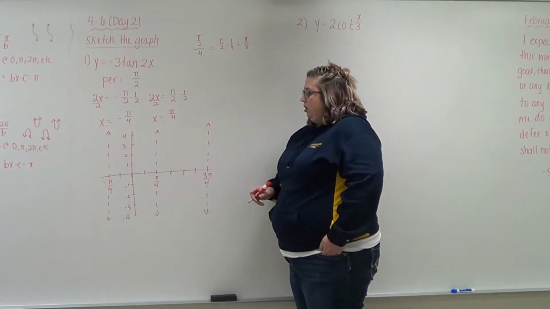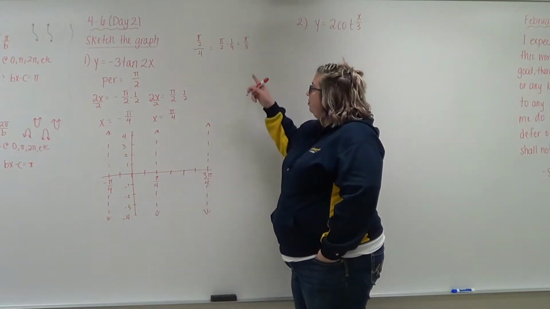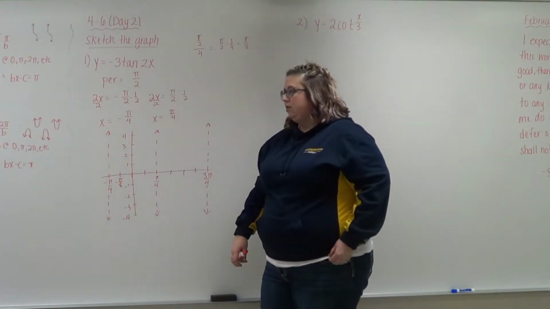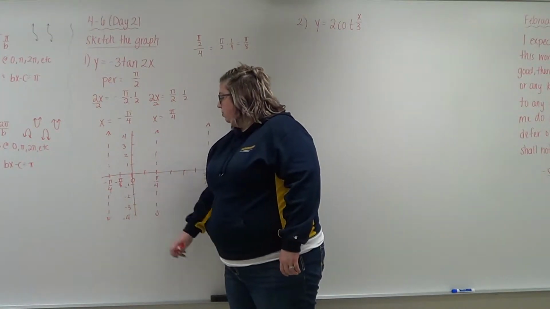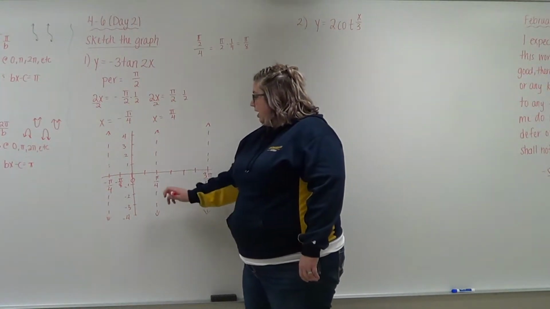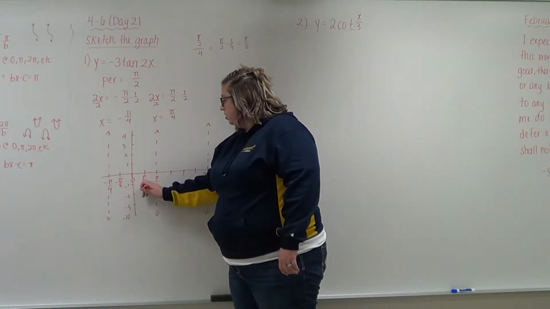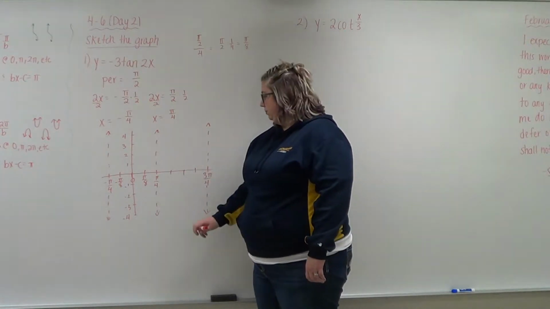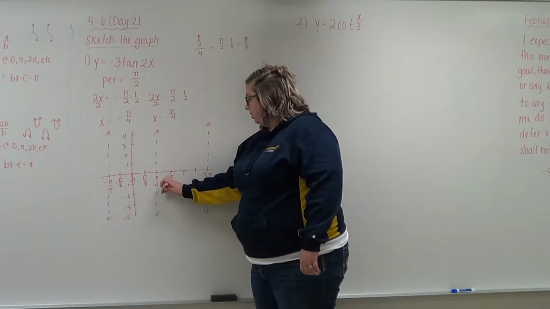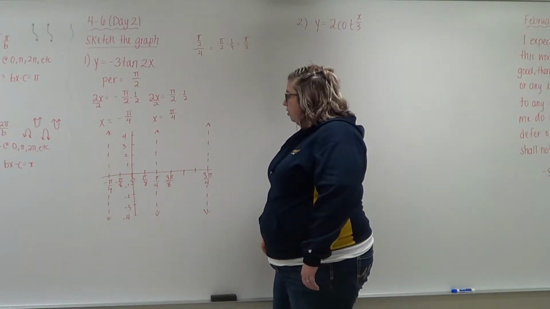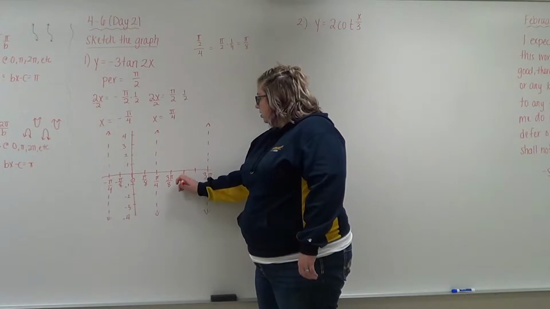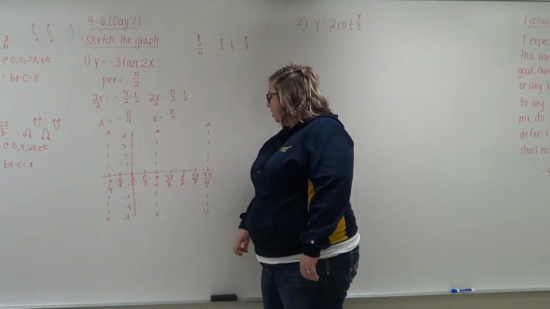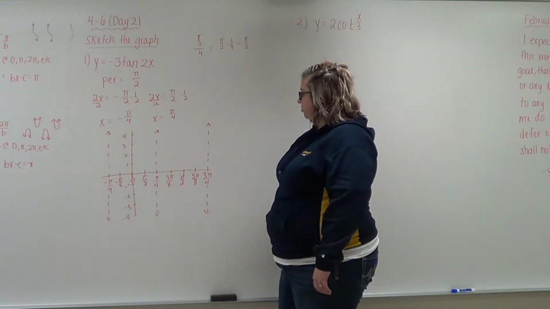So negative pi over 4, which would be like negative 2/8, plus 1/8, so this would be negative pi over 8. Add pi over 8, I'm at 0. Add pi over 8, I'm at pi over 8. Then I'm at 2 pi over 8, which was pi over 4. Then 3 pi over 8. 4 pi over 8, which would be pi over 2. 5 pi over 8. And 6 pi over 8, which is 3 pi over 4.